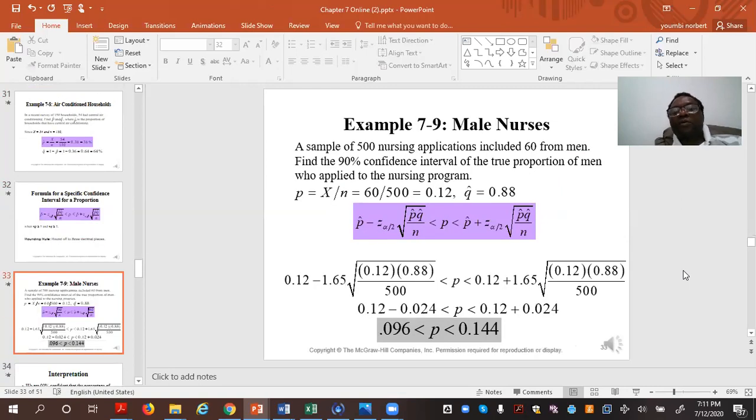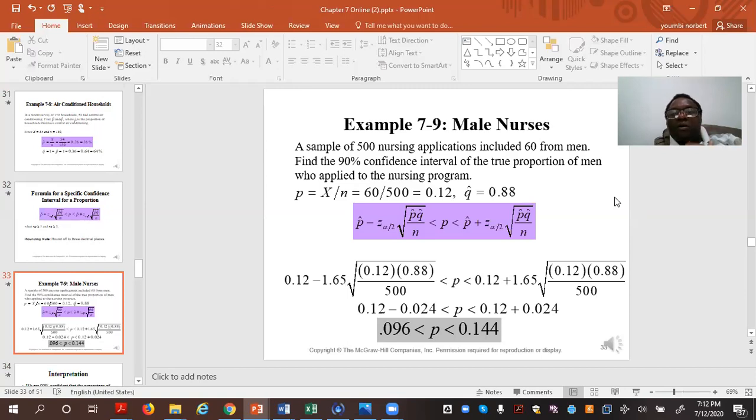So let's look at this example. A sample of 500 nursing applications includes 60 from men. Find a 90% confidence interval of the true proportion of men who applied to the nursing program. So we have a sample of 500 and we identify 60 men. So what is the confidence interval for the true proportion of men? That's what we would like to do.